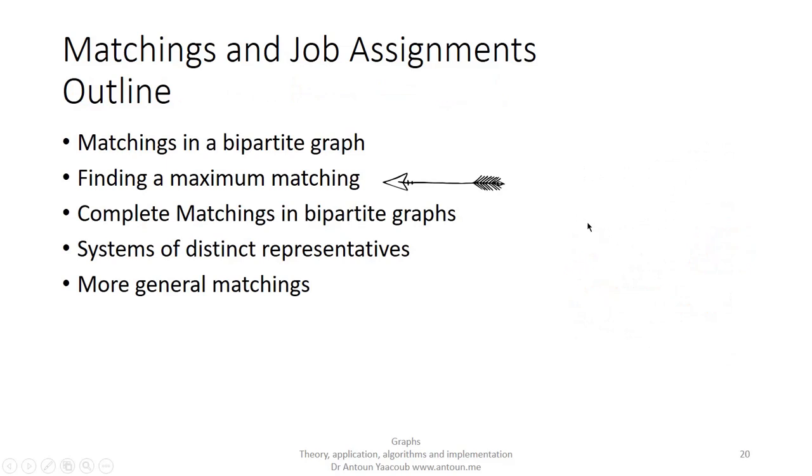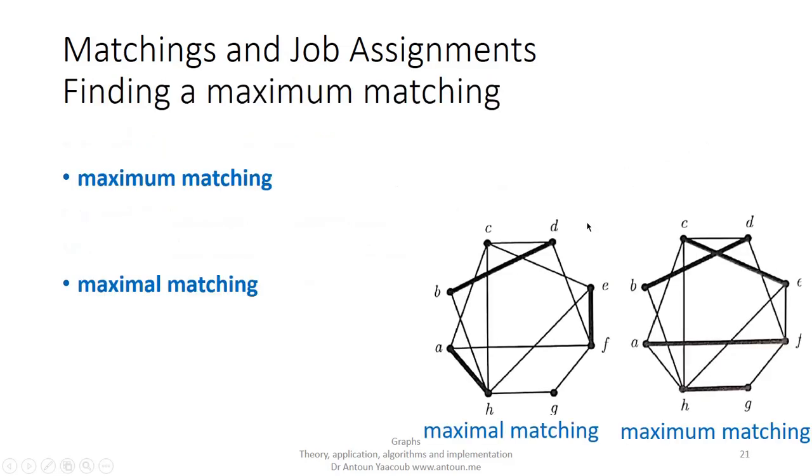So how do we find a maximal matching? In this example, the darkened edges constitute a matching. We say that B is matched to D, E is matched to F, and A is matched to H. Obviously all these graphs are bipartite. We say that a matching M is a maximum matching if M has the largest cardinality among all possible matchings. As you can see here, I have a maximum matching, so I can match all the vertices.